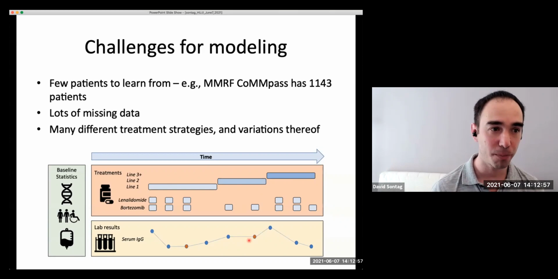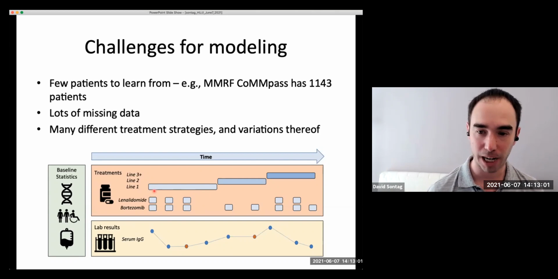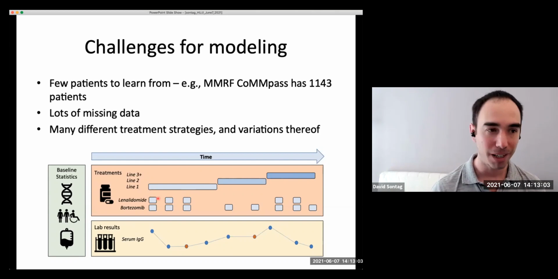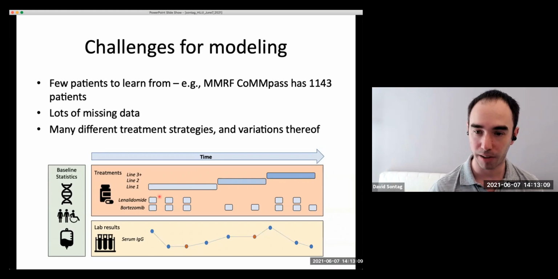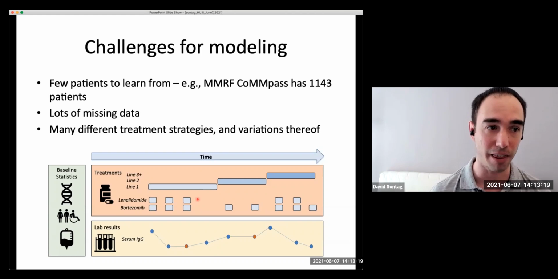And I was mentioning the treatment strategies themselves are highly complex. So here you see how a patient might have 3 different lines of treatment, but even in a single line of treatment, that might involve a combination therapy. So here I'm showing that this particular line of therapy involves these 2 treatments that were administered for this particular patient at these time points. And there's variation even in that.